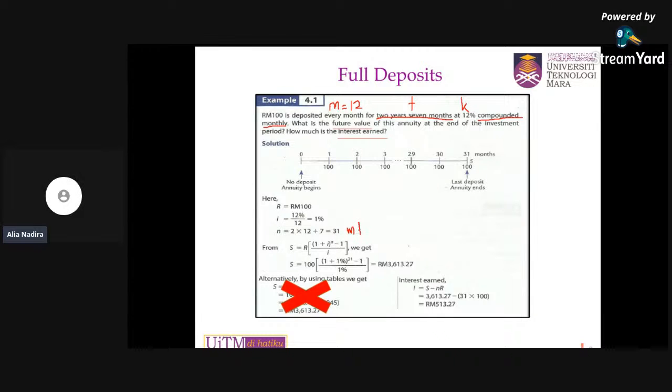T. Okay, ingat T must be in years. Okay, for 2 years 7 months, so ataupun you akan boleh buat N is 12, your M, times dengan 2 years 7 months. Okay, so this one is M, this one is T.